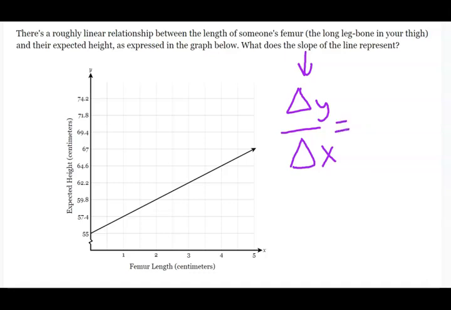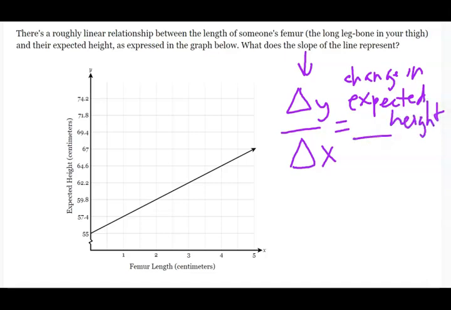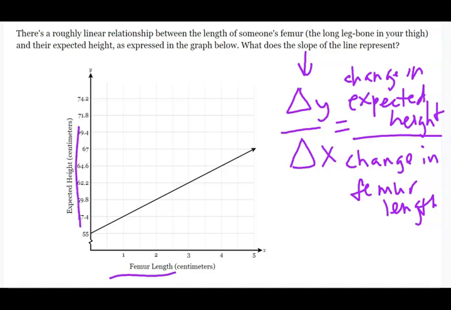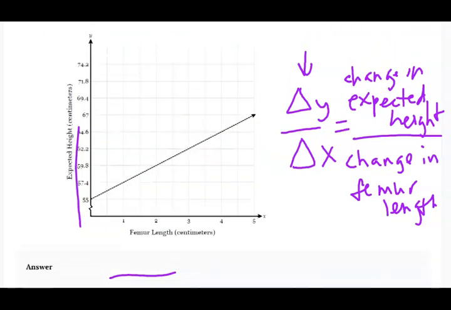So the axis for the y is change in expected height per change in femur length. All right, so all I'm doing is just copying these labels here. So the change in expected height over the change in the femur length. So let's go ahead and see what our choices are.